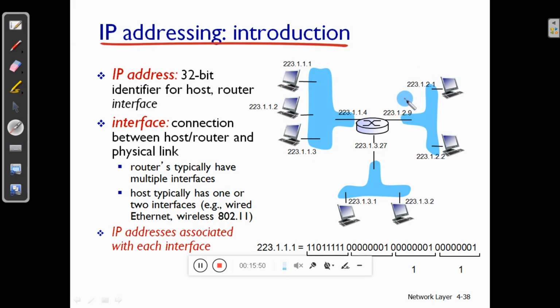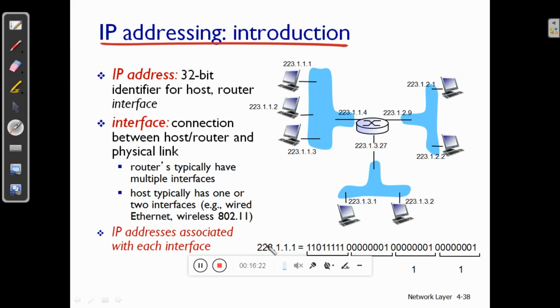Similarly, this network is the 223.1.2 network. In network 2, there is first host, second host. Similarly, here some identification is given for the router interface, that is 9. Similarly, we have the 223.1.3 network. In network 3, first host, second host, like that. For the router, identification is given as 27. So the IP address is in dotted decimal format.